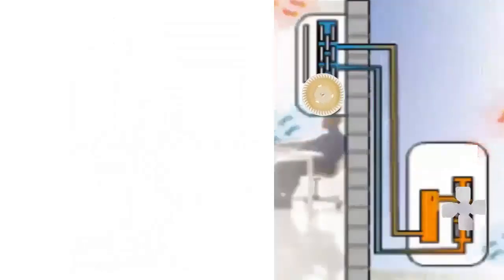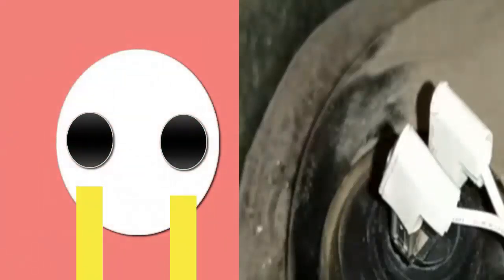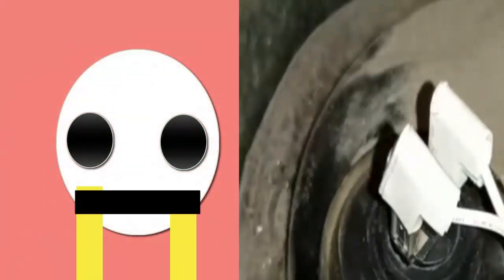4. EP code without other apparent issues. If the EP code appears, but the compressor temperature is normal, and there are no faults in the wiring: A. Create a short circuit in the high temperature switch to bypass its operation. If the fault is resolved, replace the casing temperature switch.